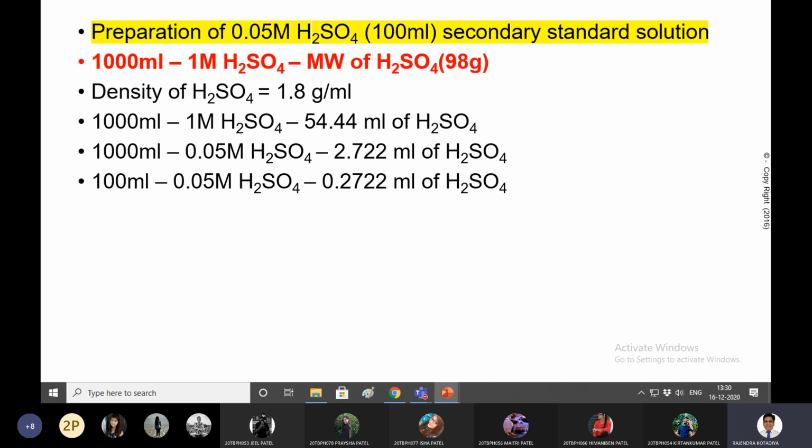By this way you can prepare a solution of any molarity strength, provided you know the molecular weight of that substance. So this is the secondary standard solution.